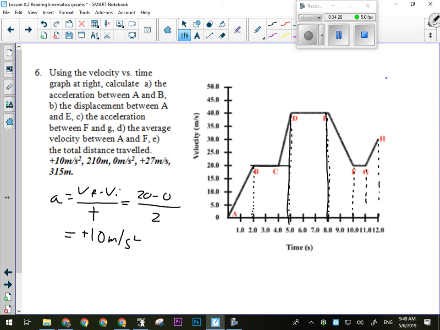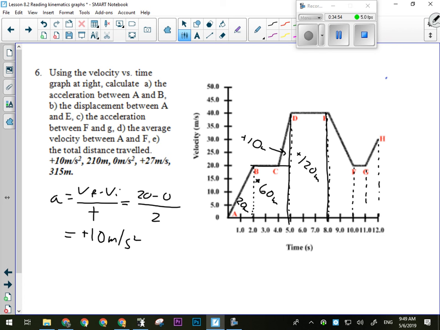Okay, so my first triangle here has a base of 2 and a height of 20, so 2 times 20 is 40, over 2 is 20 meters. Then we've got this rectangle that's 3 on the base and 20 high, that's 60 meters, and it's positive as well. In fact, they're all positive. And then I've got this small triangle that has a height of 20 and a base of 1, so it's going to be 10. And then I've got this big rectangle here that's 3 on the base and it's 40 high, so we're looking at 120 meters there.